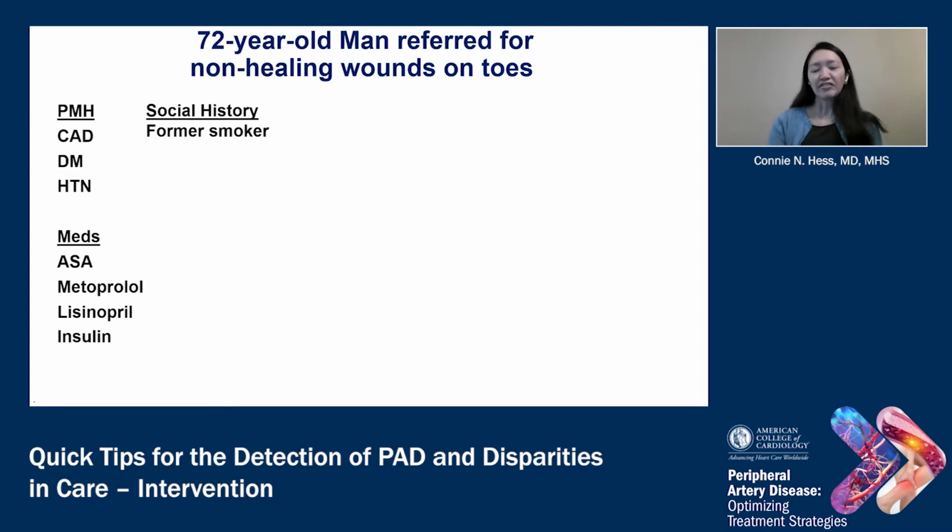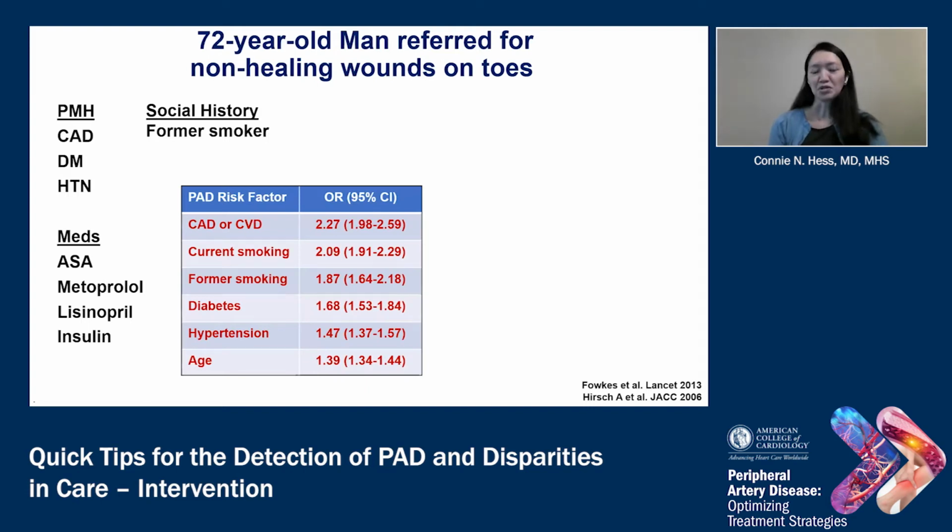Right off the bat, as an interventional cardiologist, I'm worried about peripheral artery disease, or PAD, because he has non-healing wounds on the toes. My first thought is, does he have risk factors for PAD? It turns out he has almost all of them. If you look at this chart, the data show that existing coronary or cerebrovascular disease is one of the strongest risk factors for PAD. Former or current smoking, diabetes, hypertension, age, these are all things that should trigger you to think about potential risk for PAD in patients when you're seeing them in clinic.